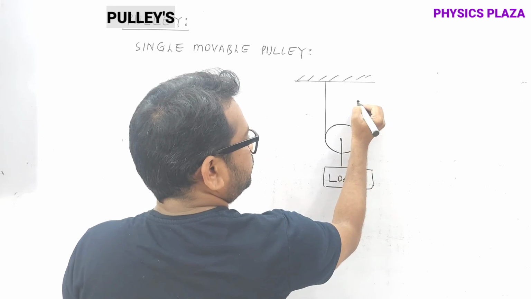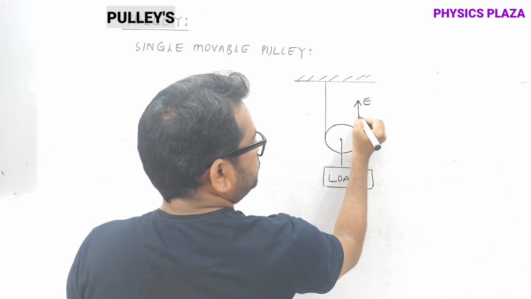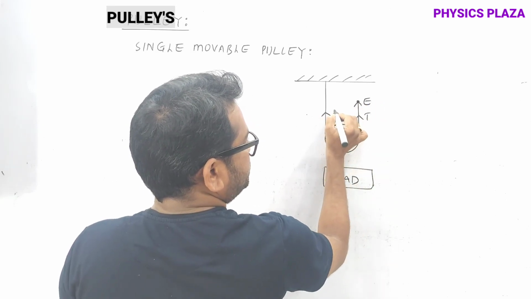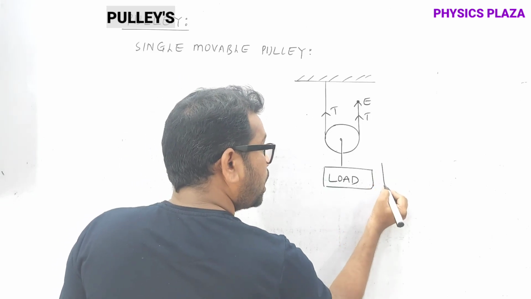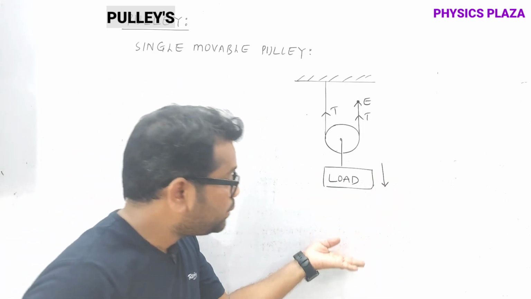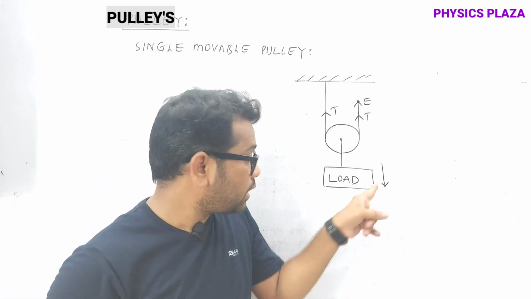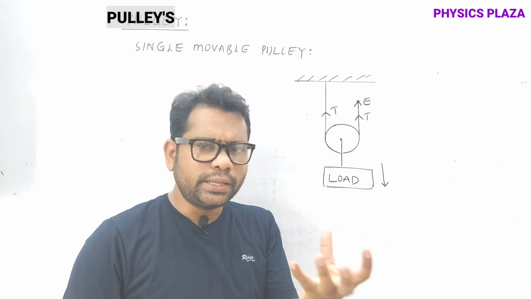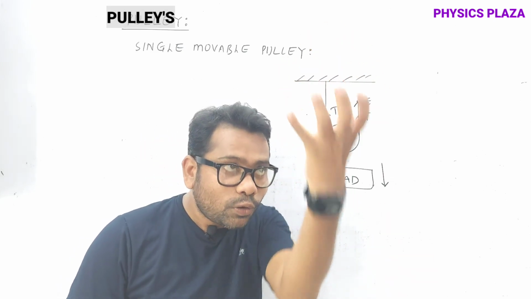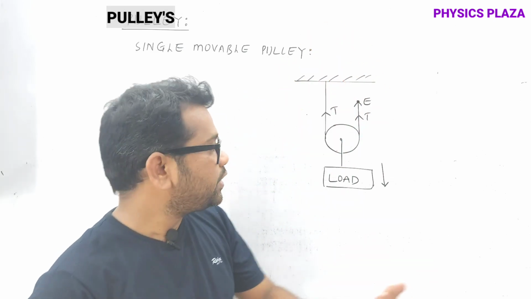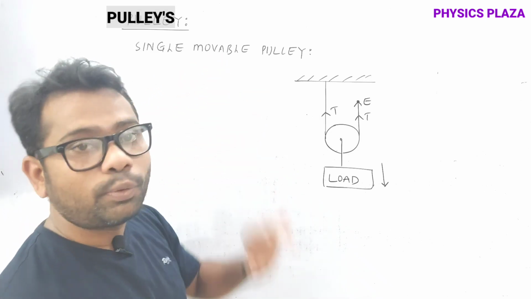Now this is the point where we apply the effort, so here is a tension. And the load will always act downward. It may be displaced up, but it always acts in the downward direction, because it is nothing but a resistive force, which will always be acting in the downward direction only. Fine, children. Why are we calling it a movable pulley?